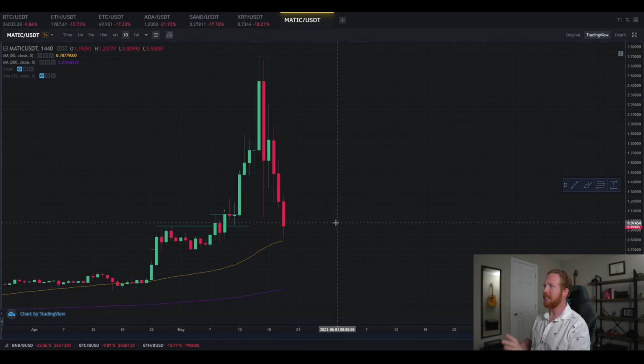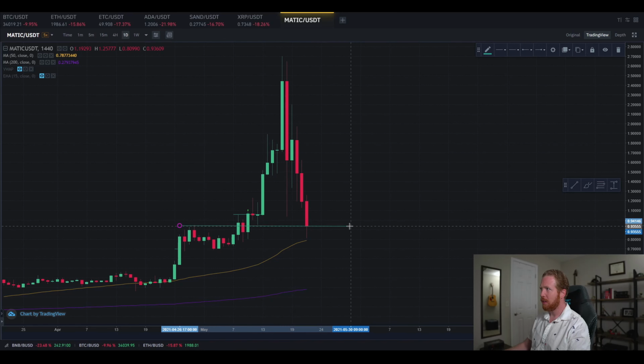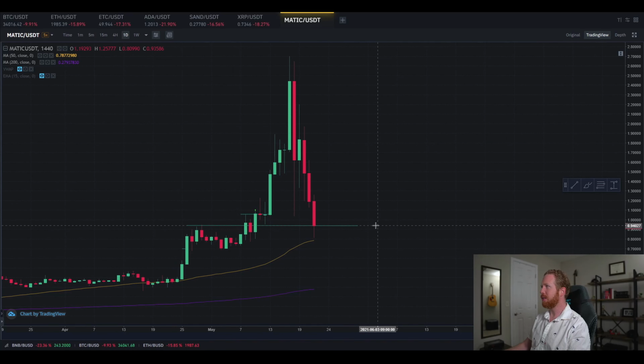Regardless, looking at Matic here right now, one cool thing to note is that we have a support level of about 93 cents from before, and the price is pretty much hovering right around that. So we'll just extend this out a little further as our new support level. Okay, so I would say 93 cents is a pretty strong support. Secondary support at about 80 cents roughly, with the moving average coming back up.